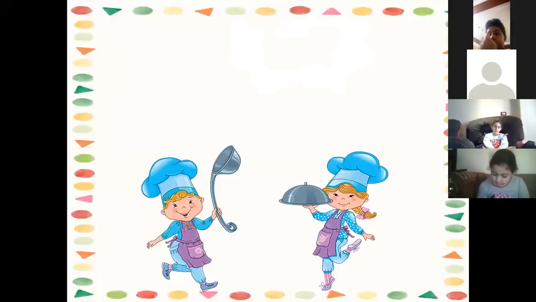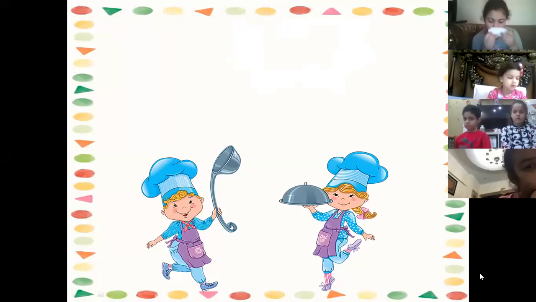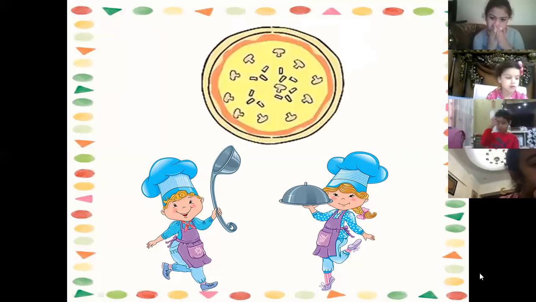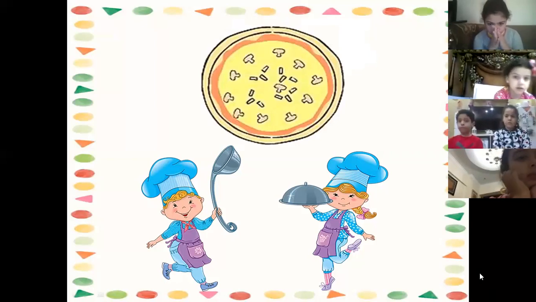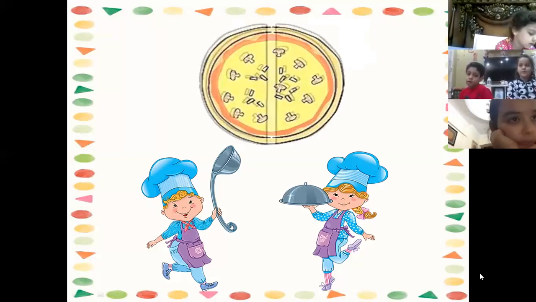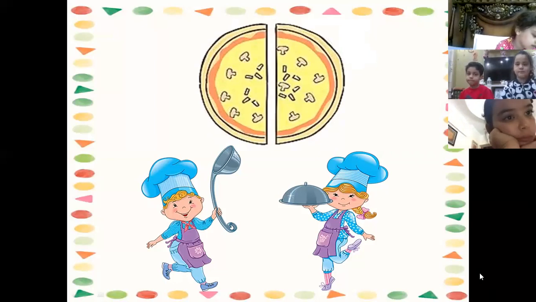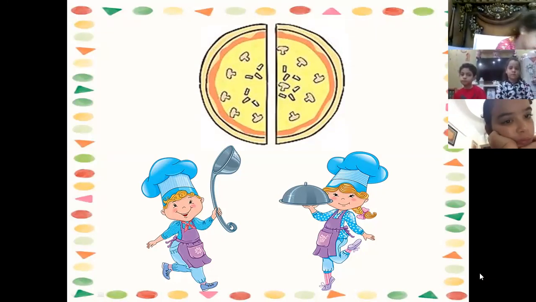We have our friends Ahmed and Farida. Ahmed and Farida were so hungry, so they decided to make a pizza. After cooking it, they split the whole pizza into two equal parts. Each part is called a half.